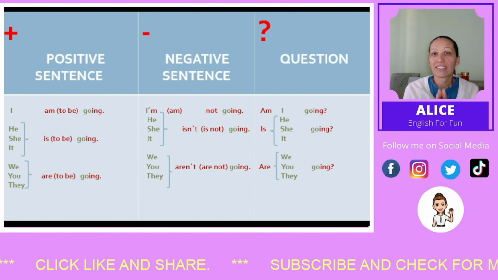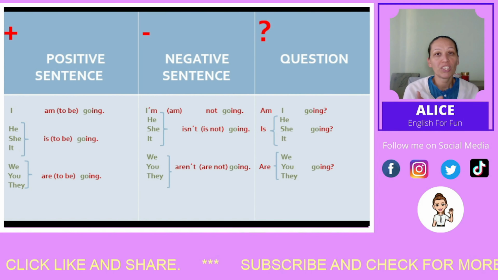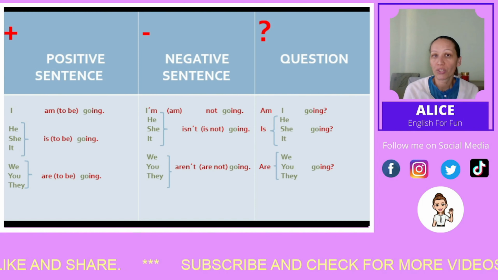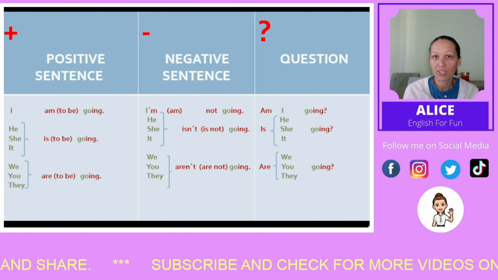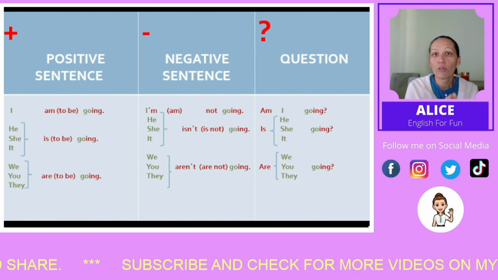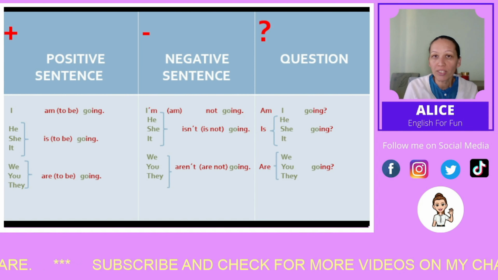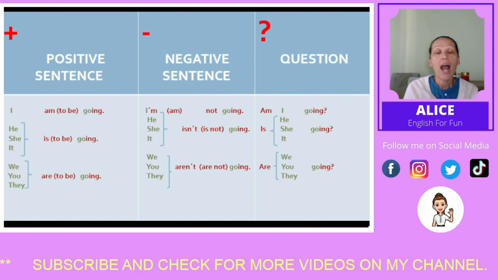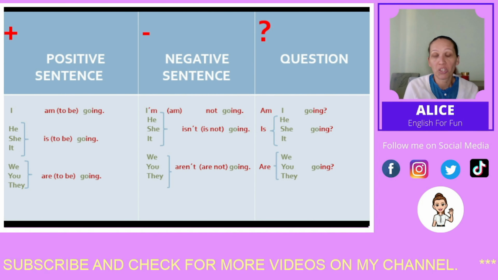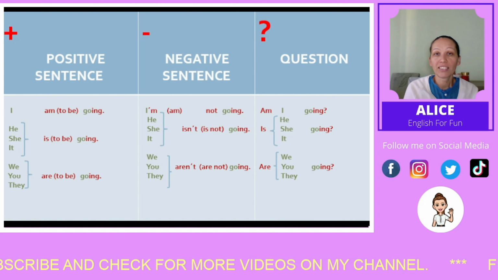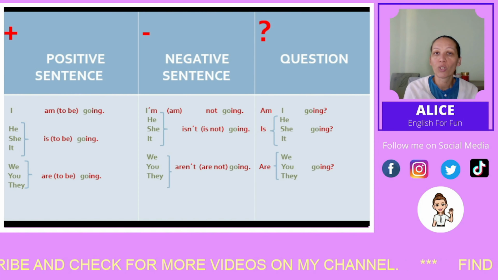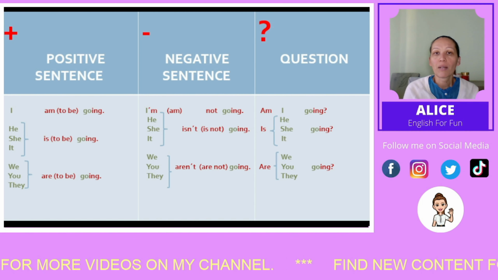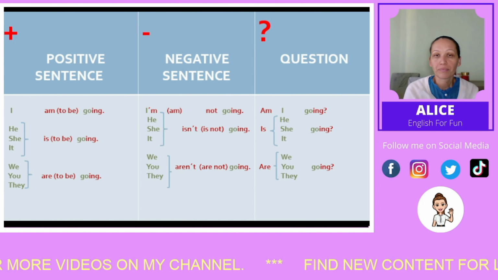Now let's move on, and to make a negative sentence we need to add the negative particle not. So again we use subject, a form of verb to be, not, plus verb with ing ending. So I'm not going. As you can see, we don't use I am not going. We try to shorten and we use I'm not going.